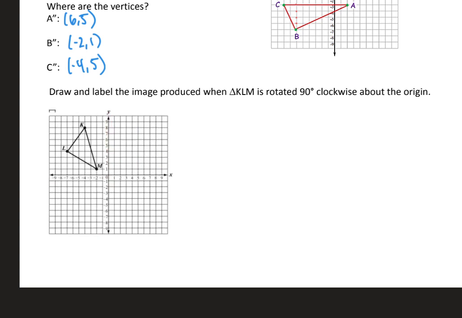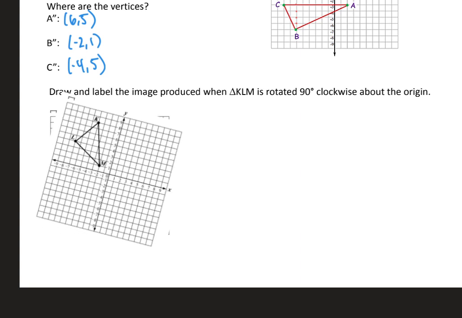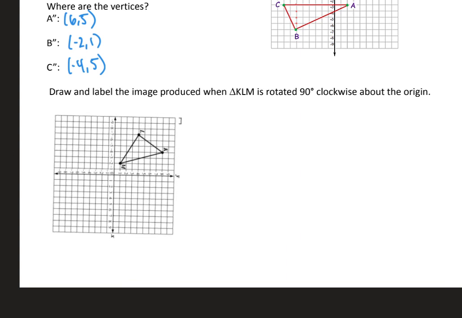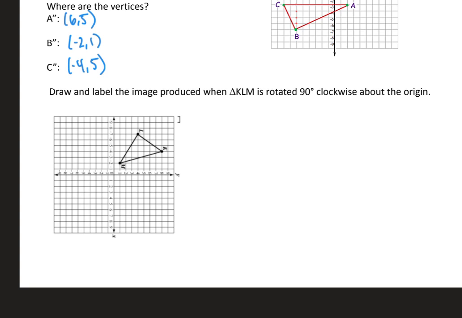Another way we can do this more accurately is using the coordinate point method. So to do that, you're going to turn your paper the 90 degrees, and we're going to write our new coordinates as though we have a new x and y axis. So M prime we know is 1, 2. K prime is going to be 8, 4. And then L prime is going to be 4, 7.